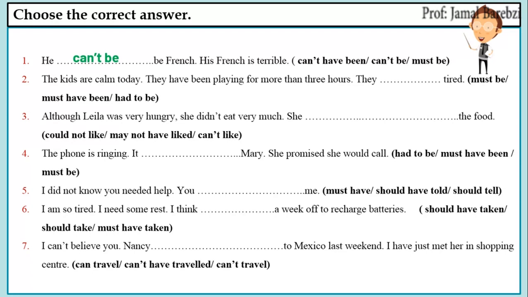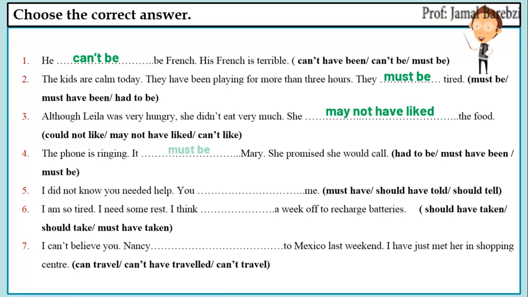Number 1. He can't be French. His French is terrible. Number 2. The kids are calm today. They have been playing for more than 3 hours. They must be tired. Number 3. Although Layla was very hungry, she didn't eat very much. She may not have liked the food.